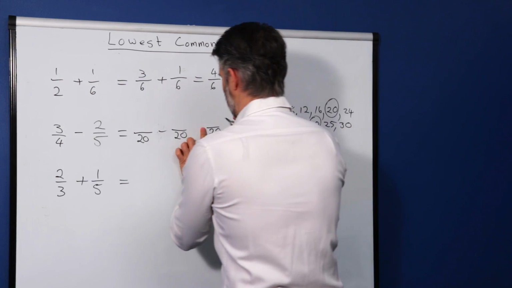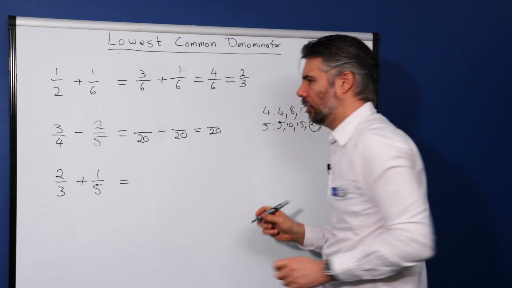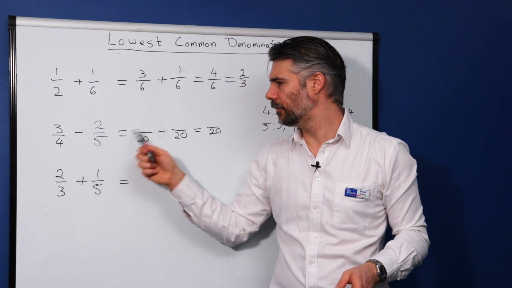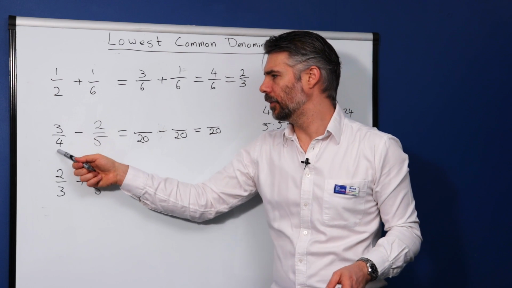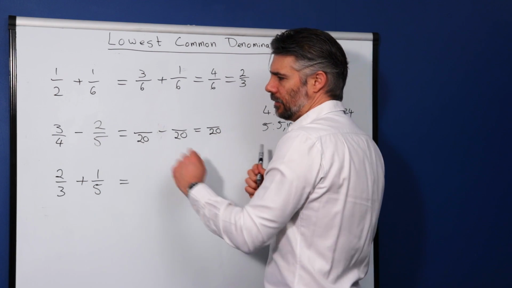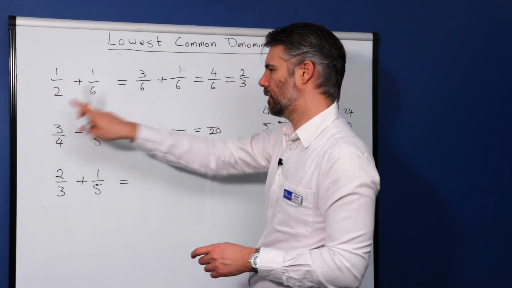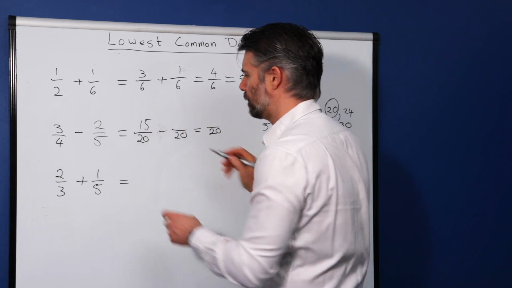Okay, tidy that up a little bit. All right, so now we use equivalent fractions. So 3 over 4 is what over 20? What do I do to this 4 to make it 20? I multiply it by 5. So what I do to the bottom, I do to the top. 3 times 5 is 15.